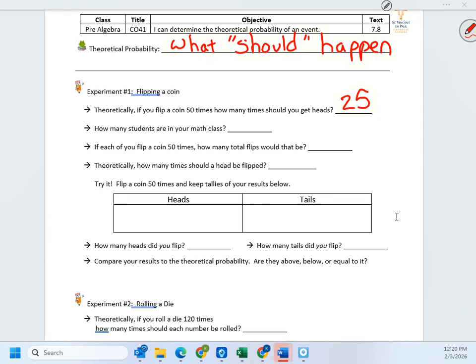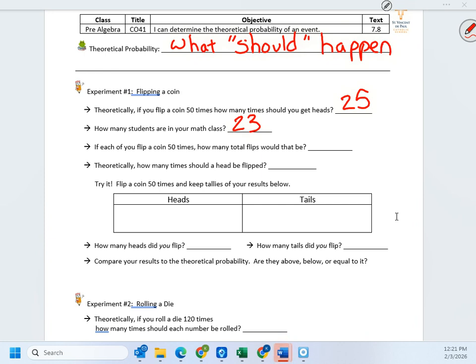So how many students are in our math class today? We have some people absent, so we're going to do today's. So 1, 2, 3, 4, 5, 6, 7, 8, 9, 10, 11, 12, 13, 14, 15, 16, 17, 18, 19, 21, 22, 23. So we have 23 students in our class today. I'm going to log that in on here because this is going to affect us for tomorrow.